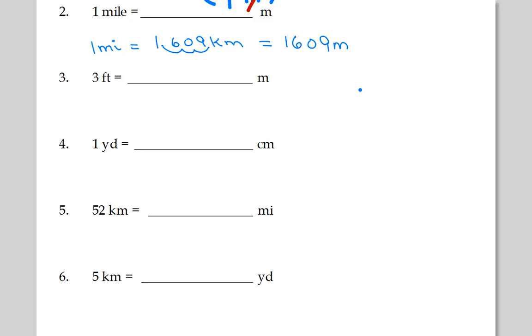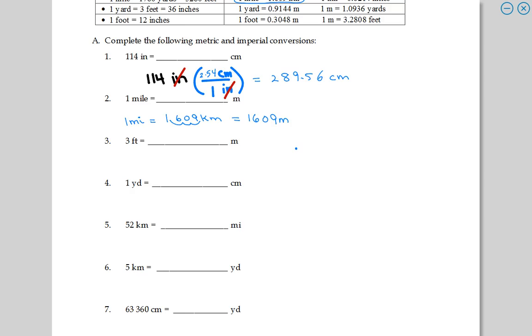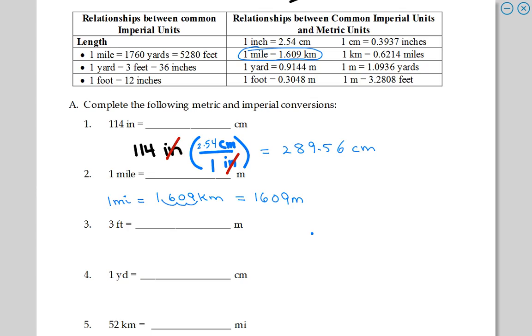You got another one? Okay. Feet to meter. Feet to meter. Do you have that one on the chart? Yes, you do. Do you see it? Feet to meter. So that's pretty much the hardest part. You just have to find it in the chart.